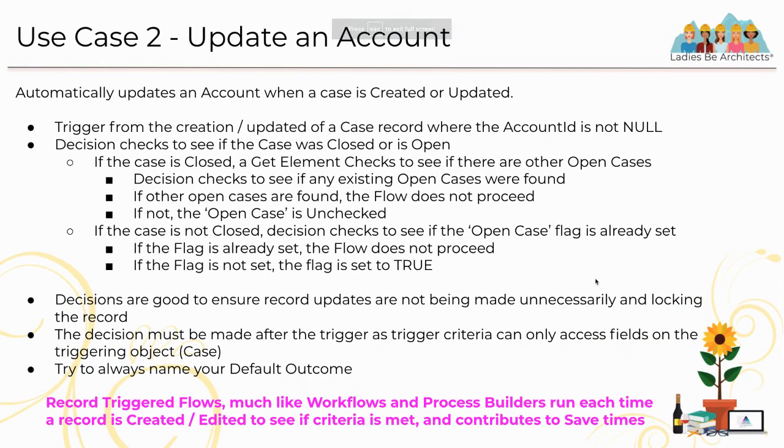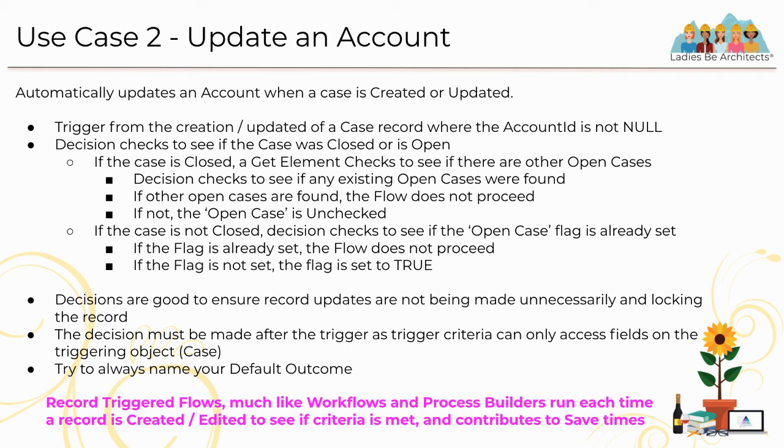So heading back to our slides, a couple of things to note here is that decisions are always good to ensure the record updates are not being made unnecessarily and locking the record unnecessarily. So when we talked about that decision to see if the open cases flag was already set, the last thing you want to do is edit it and set it to true again, making unnecessary updates to lock that record. So if you do want to make an update to a record, maybe evaluate if that record needs to be updated or not prior to actually making that update.